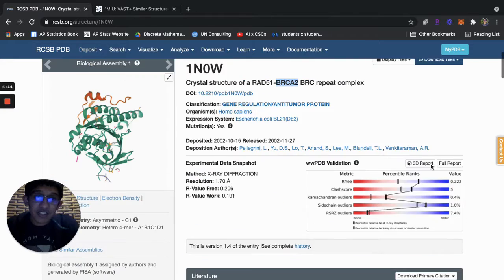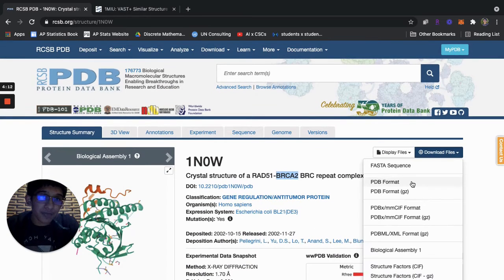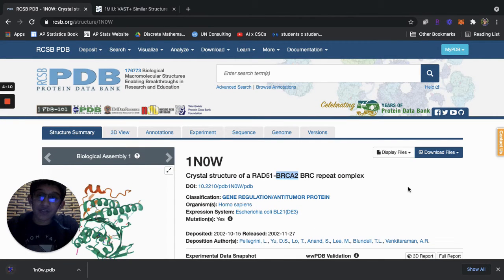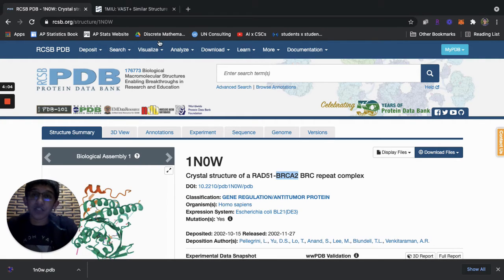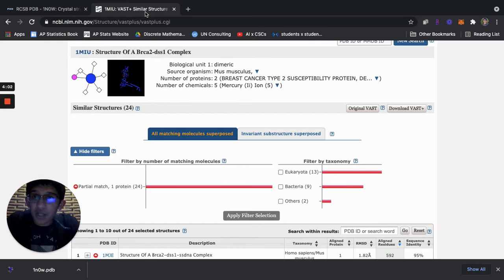Now, after we got all this, let's download the files over here. I'm going to download it as a PDB format because we're looking at this from the Protein Data Bank, and this is also going to allow us to easily transfer it over to PyCharm. And let's hop over to here.